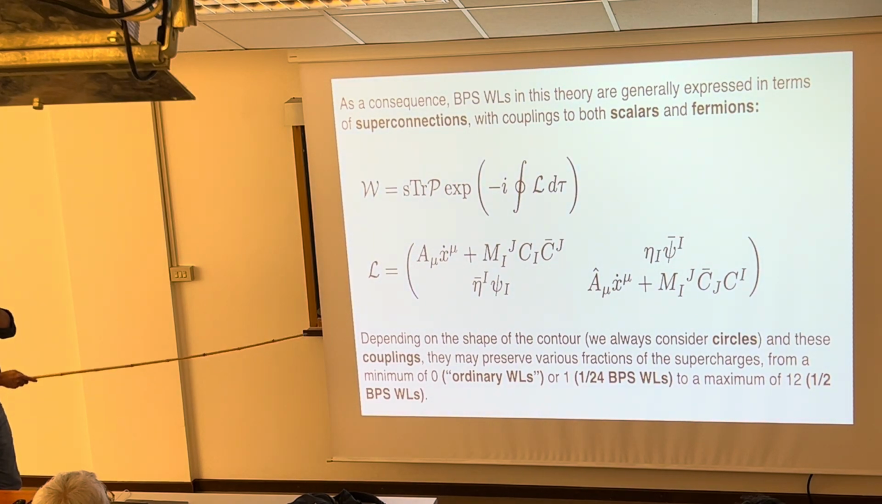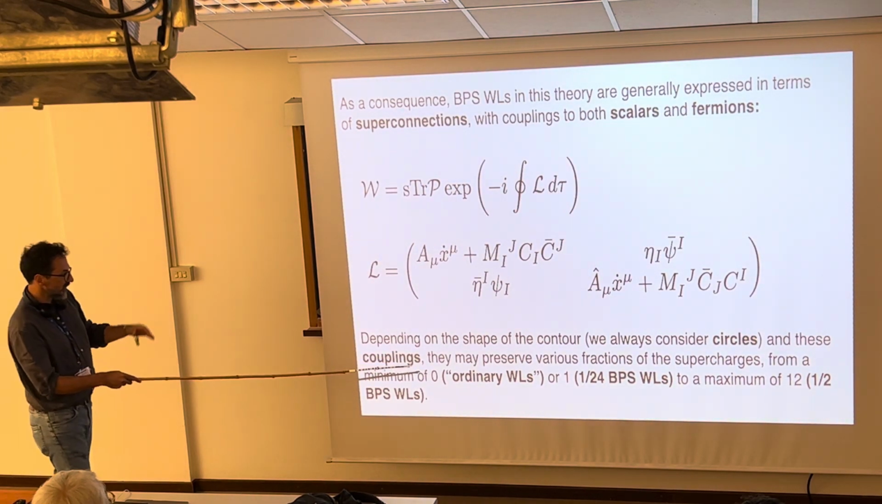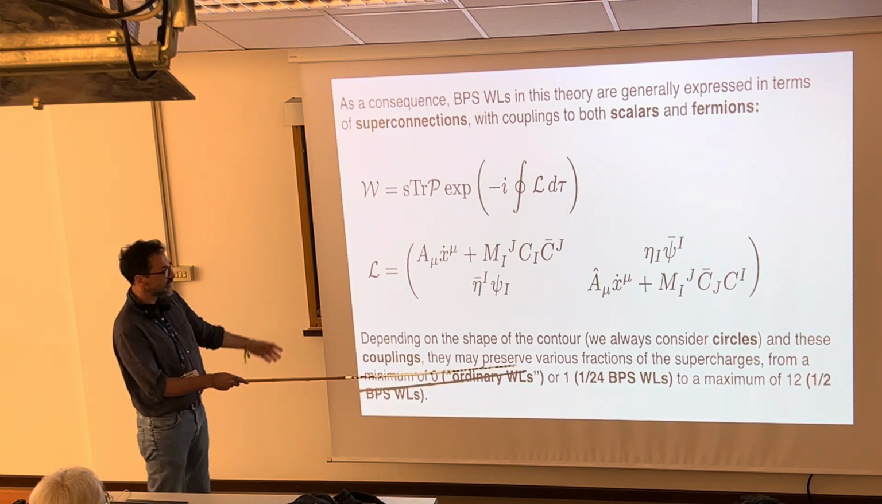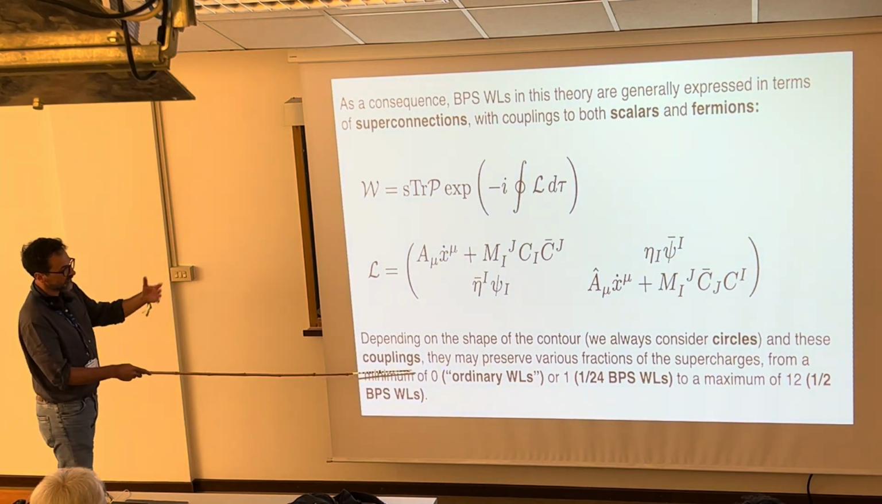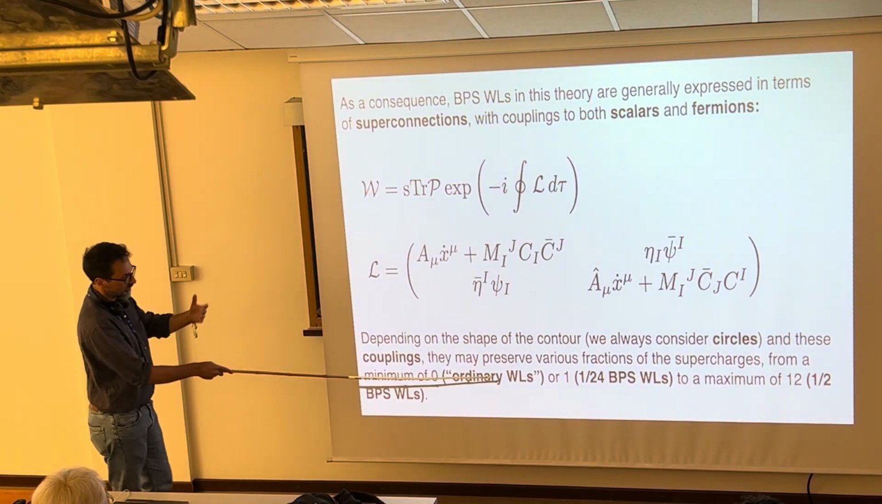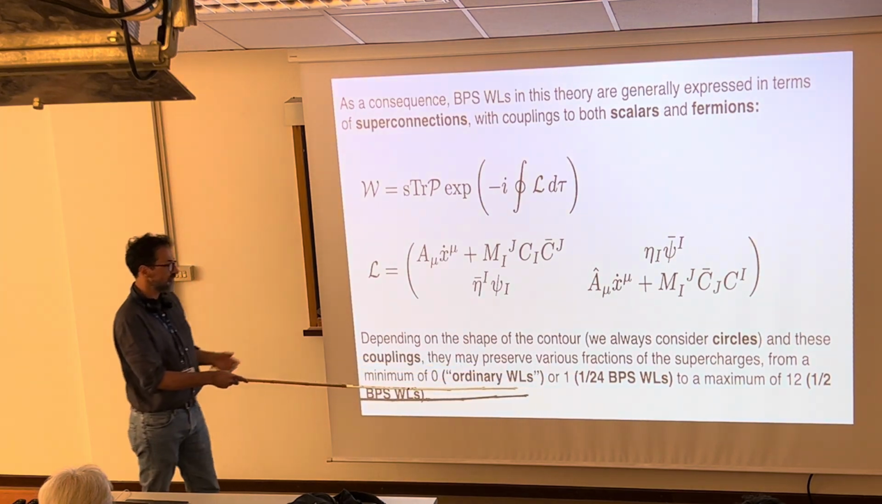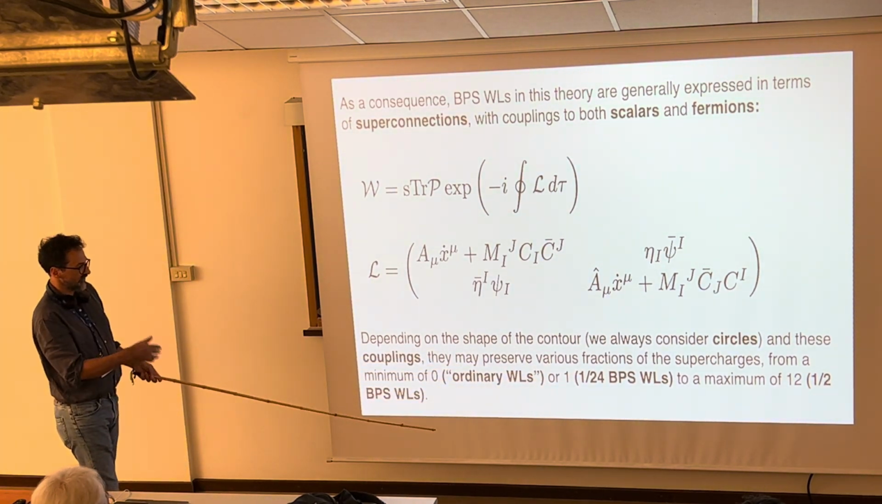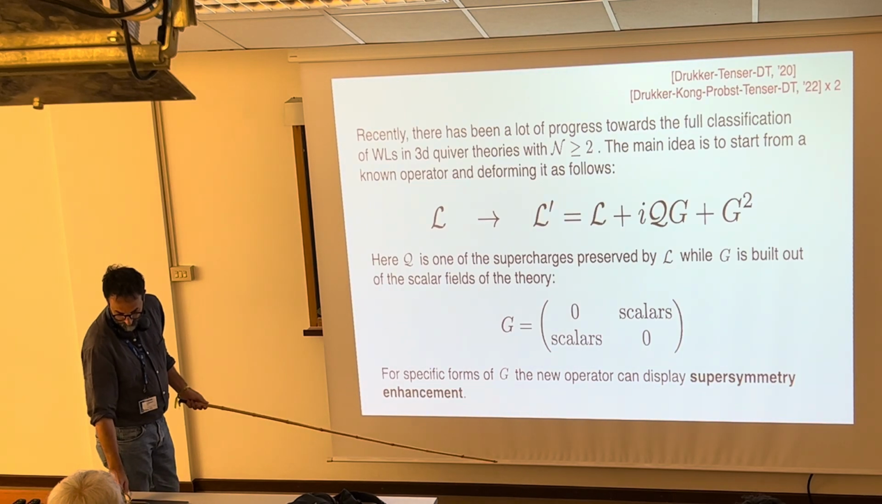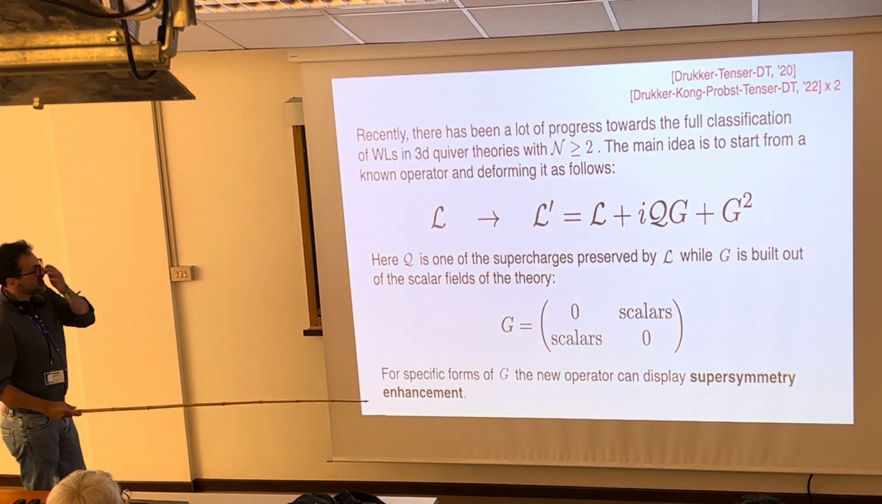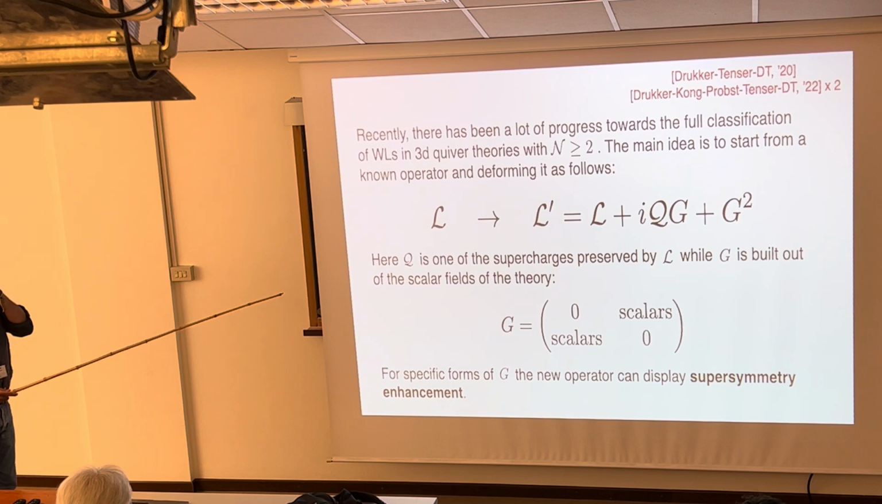Okay, so depending on the shape of the contour, we always consider circles, and these couplings may preserve various fractions of supercharges, from a minimum of 0, so ordinary Wilson loops, or 1, these 1/24 BPS Wilson loops that I was mentioning, to a maximum of 12 supercharges, so the half BPS Wilson loop. And just some advertisement.